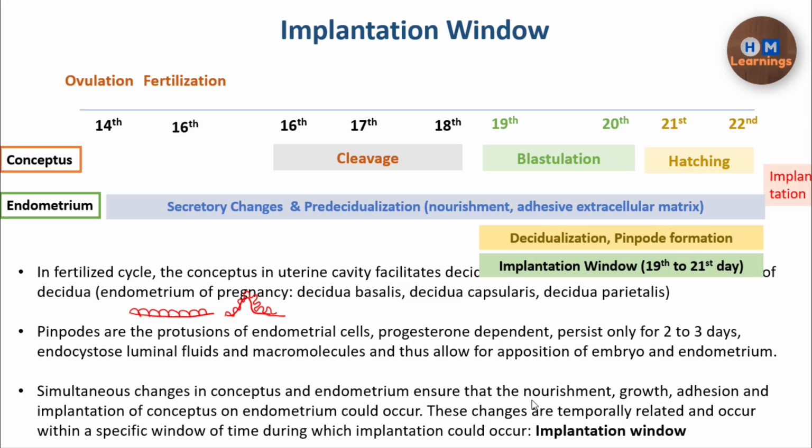So after that, when the implantation process is completed and the invasion is completed, the syncytial trophoblast, which we are going to see in the coming slides, is going to start producing the human chorionic gonadotropin, which is going to maintain the corpus luteum, because after the 22nd day the LH starts falling. So to sustain the corpus luteum, the syncytial trophoblast starts producing the HCG hormone, which is going to maintain the viability of the corpus luteum, and thus the levels of progesterone.